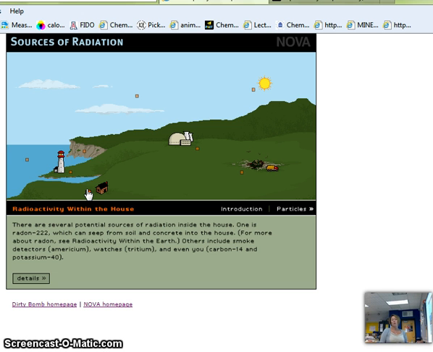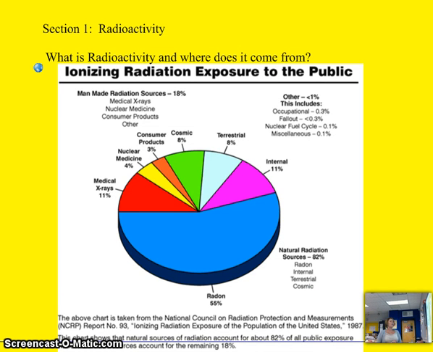even you are made of carbon-14, which is radioactive. So many of the foods we eat have radioactive isotopes in them. So it's pretty much everywhere. And you can see that most of what we're exposed to comes from our exposure to radon gas.